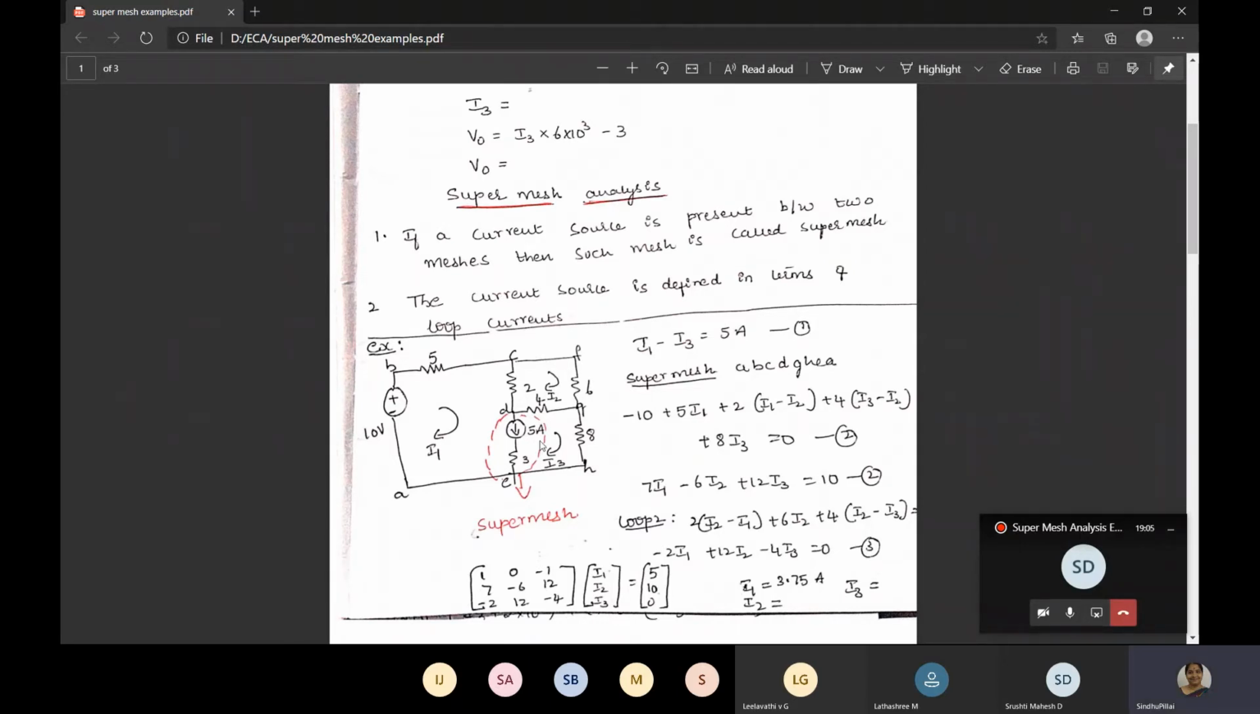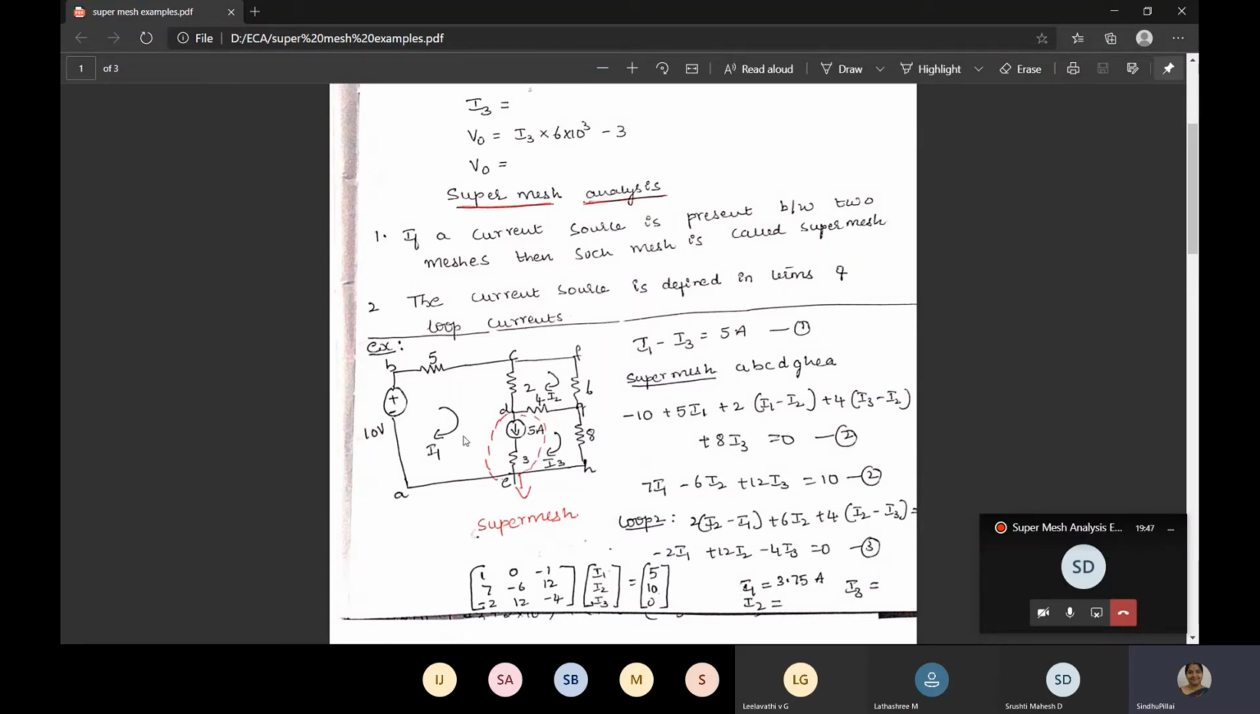Why do we call it a super mesh? Because we have a current source between I1 and I3. Between two meshes, if a current source comes, we call it a super mesh. So how to solve it? First we'll write this current source in terms of loop currents. Okay, so I have written in terms of loop currents, that is I1 minus I3 is equal to 5 amps. Then next we write the equation for the super mesh. The super mesh is the one which has the current source between two meshes. So here I1 and I3 is the super mesh. So first we'll write the equation for that.